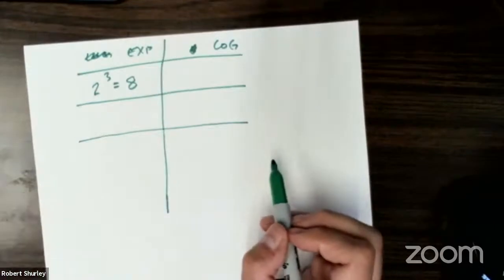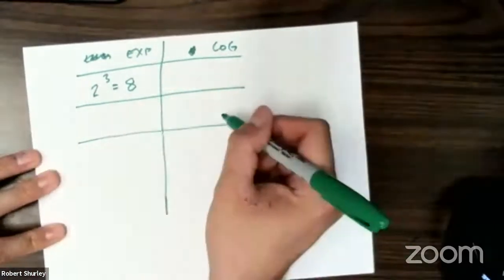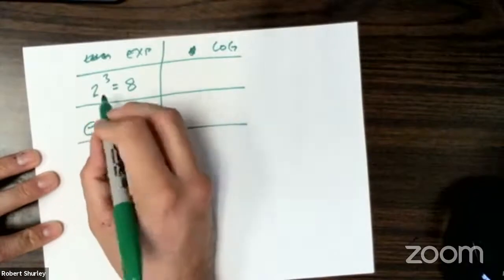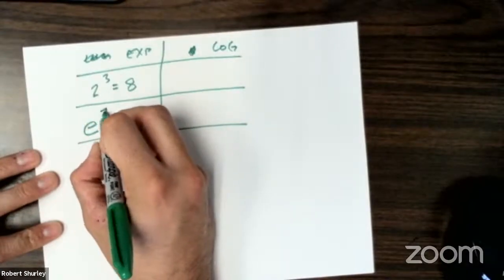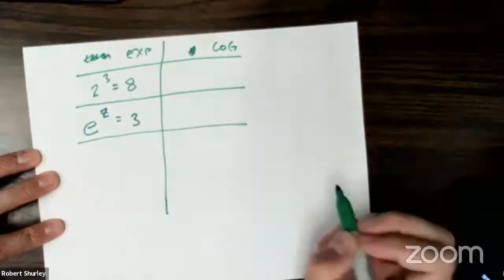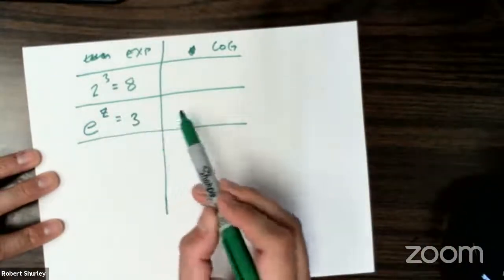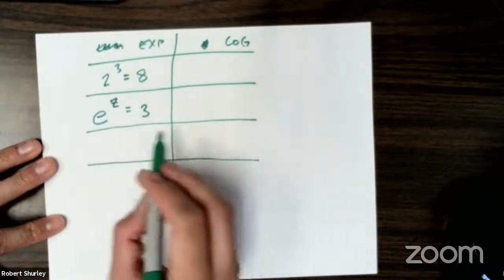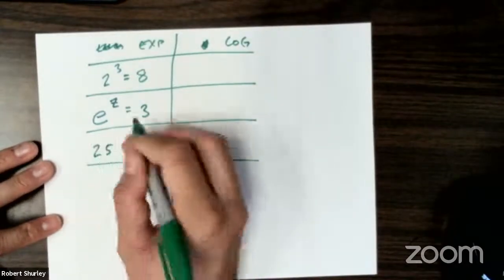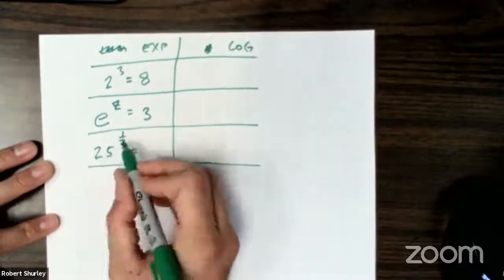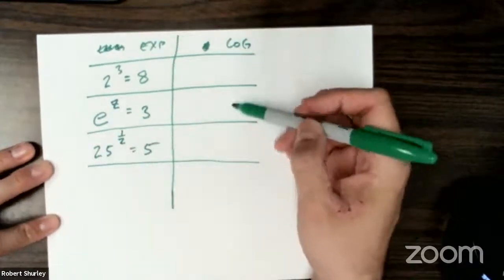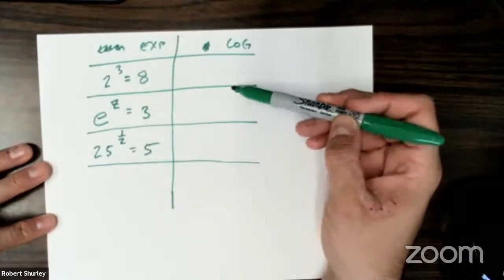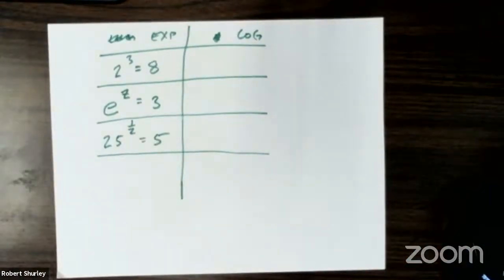Let's do one where we don't necessarily know what it is, and it brings up a new example for us. Let's say e to the z power equals 3. Just write that. That's a z right there. And then let's do a square root. Let's say 25 to the 1/2. We know that means the square root of 25 equals 5. I'll give you 1 minute just to write these 3 as a logarithmic equation.